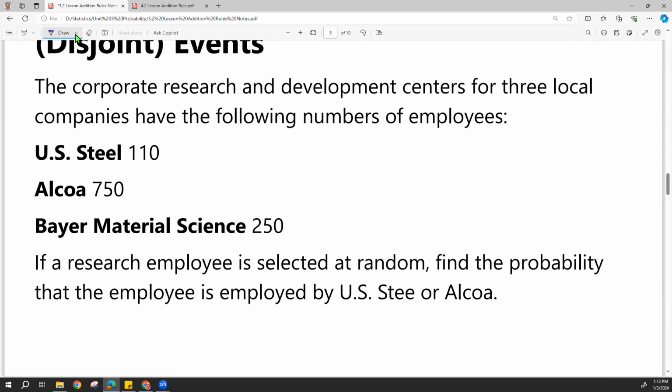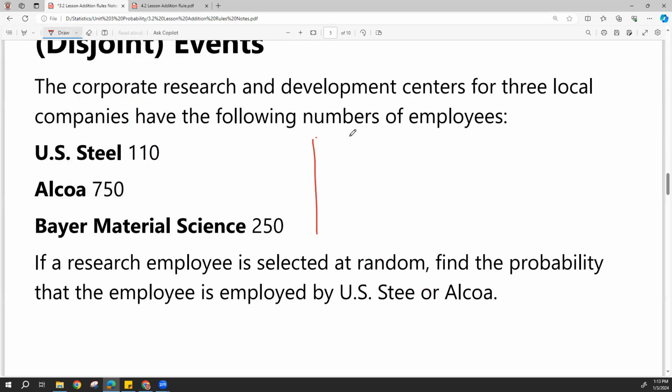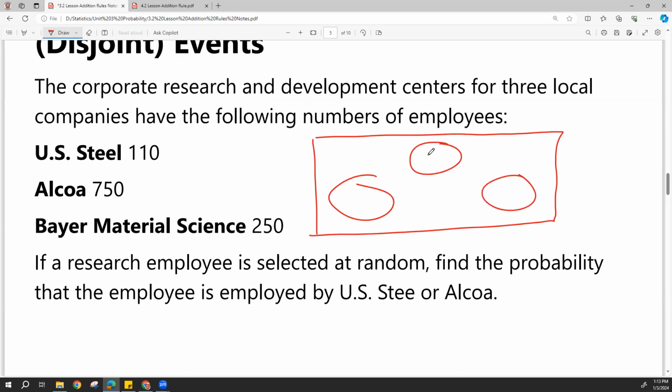We have another example here of these different employers and the number of employees they have. And I'm just going to use one letter for each. So I have U for US Steel, A for, I believe that's Alcoa, B for Bayer Material. And again, they're mutually exclusive here. I suppose you could work at more than one of the companies, but in this instance, let's say we can't.